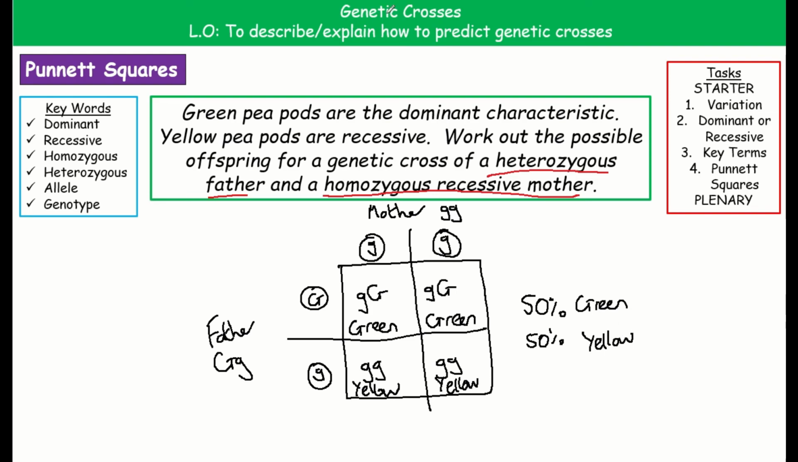So just to remind you of where your marks come from, 1 for the mother's gametes, 1 for the father's gametes, 1 for all 4 genotypes, 1 for all 4 phenotypes, and 1 for your final answer there. And that'll give you a score out of 5 again. So give yourself a score out of 5 for this question.